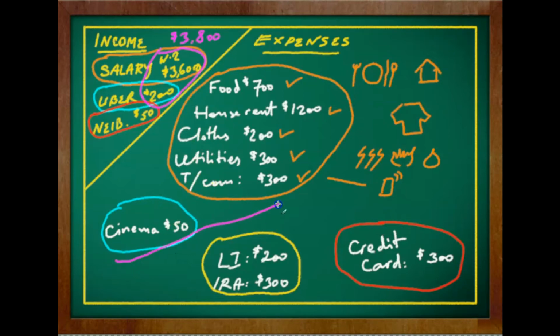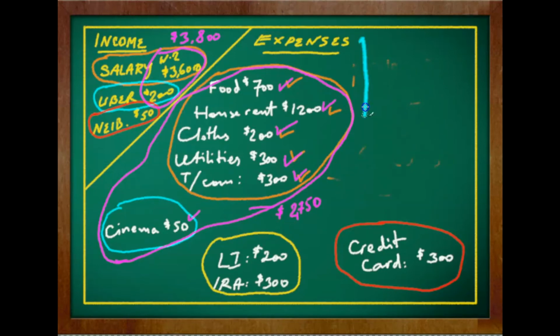So, let's sum up incomes and expenses to find total income and total expenses for the period, 1 month. Total income is $3,600 plus $200 equals $3,800. Total expenses is $700 plus $1,200 plus $200 plus $300 plus $300 plus $50 equals $2,750. As you may have noticed, I didn't take life insurance and IRA into the expense calculation. We shall talk about the specifics of life insurance and investments in the next lessons.